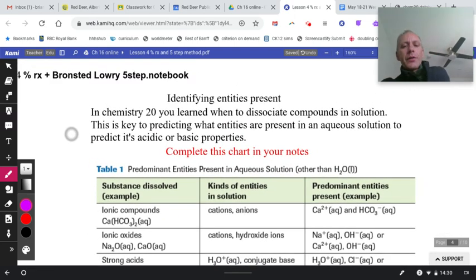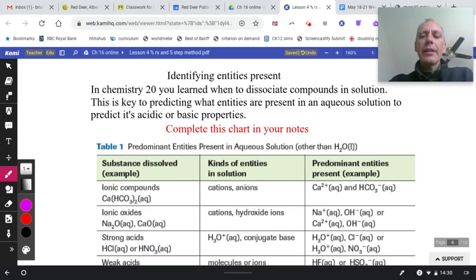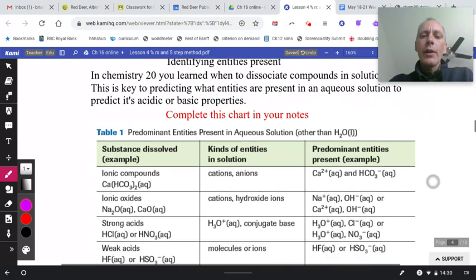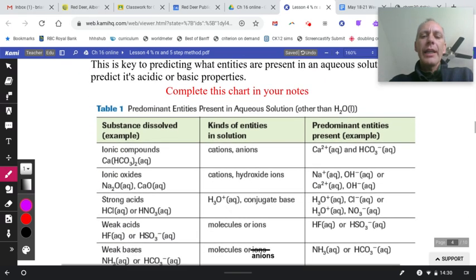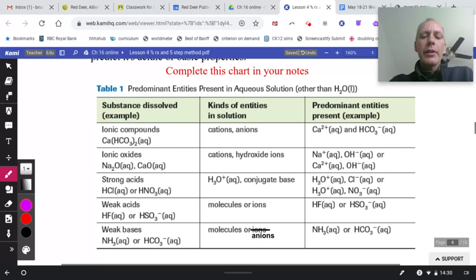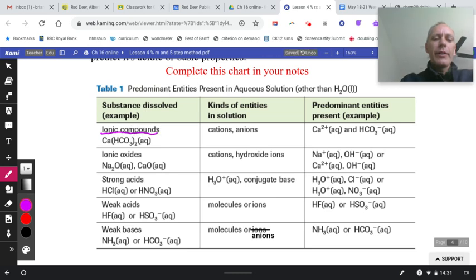5-step method. So this, let me back up. In Chem 20, Chapter 5, you learned how to identify entities present in solution. We did it a little bit in redox, so we're going to hit it again. You have to be able to look at any compound and know what it looks like in solution. So we don't really worry about solubility rules in this unit. If it's an ionic compound, we break it apart into its ions. So that's easy. We treat them all like they have at least some solubility and we have ions present. So ionics, break them apart.